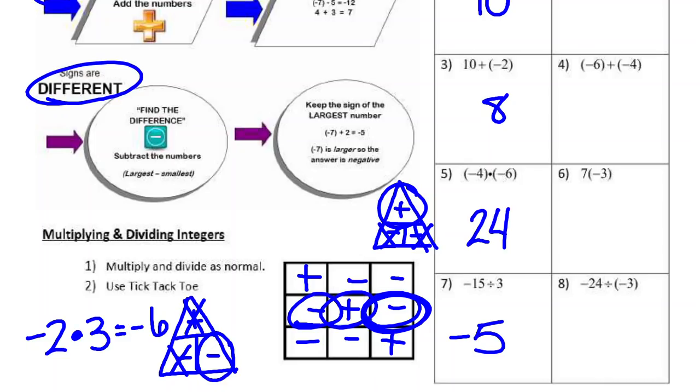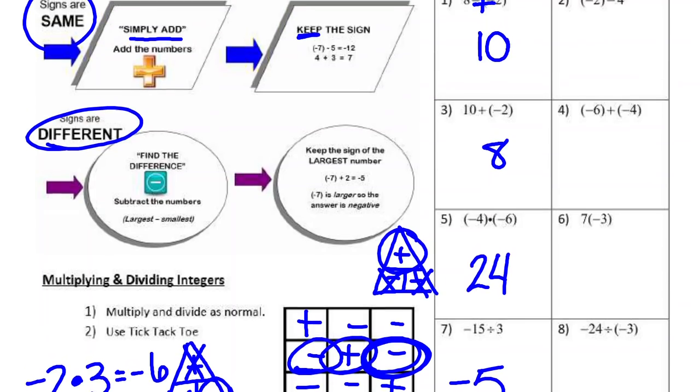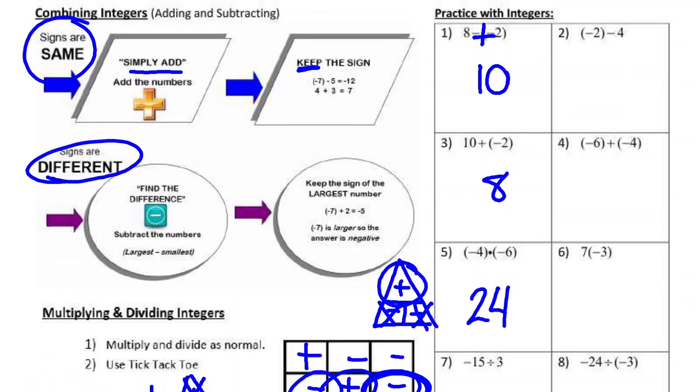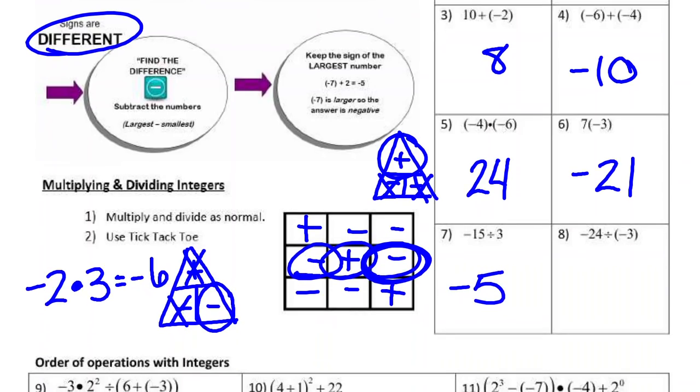What I want you to do is pause and do 2, 4, 6, and 8. So for number 2, you get -6. They're the same sign, simply add. Number 4, you get -10. Again, same sign, simply add, keep the sign. Number 6, you get -21. And then number 8, you get +8.